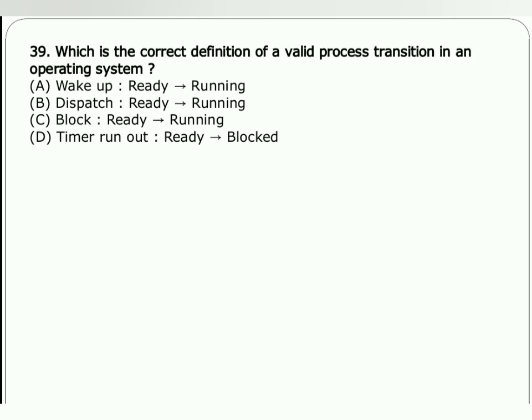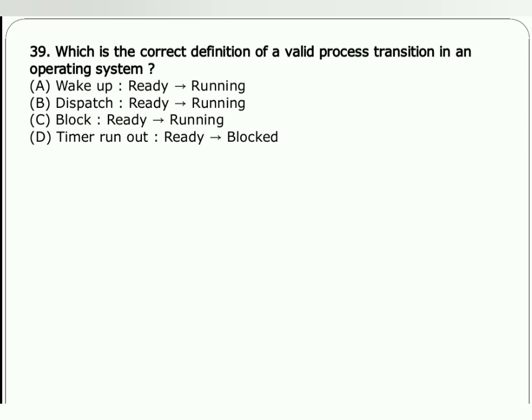Next one. Which is the correct definition of a valid process transition in an OS? In an operating system, when a process is created, it will be in a new state. Then when the process is ready to execute, it will be in the ready queue. The process will be in a running state when it is in execution. And if the process is suspended or blocked, then it will be in the block or waiting state. If the process has completed the execution, then it will be in the terminated state.